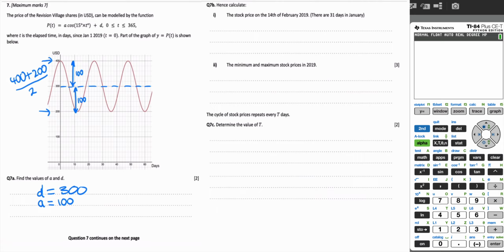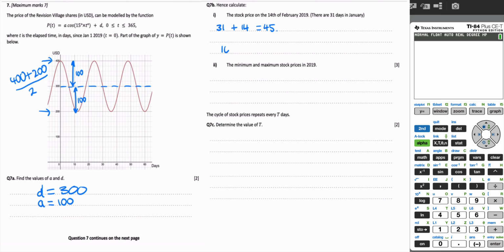And then moving on, it says that the stock price on the 14th of February is what we're trying to find, and there's 31 days in January. So that means that since the model starts on the 1st of January, we have the 31 days of January plus 14 days in February to find the 14th of February. So that gives me 45. So I'm trying to find the function when x is 45.